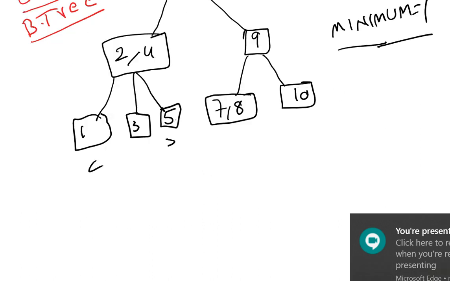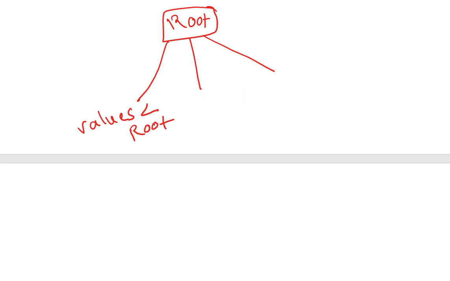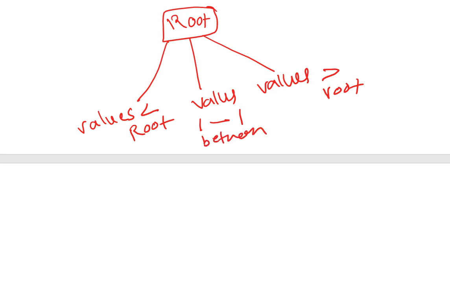Let me draw one more example. The simple logic is, if this is the root, there are three things: less than the root here, greater than the root here, and between the roots here. You remember this point in your mind. Let me draw one more example for you to understand.